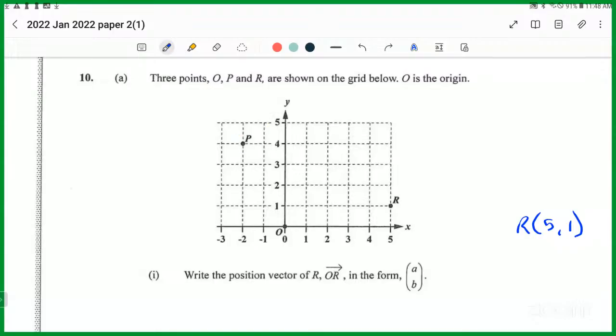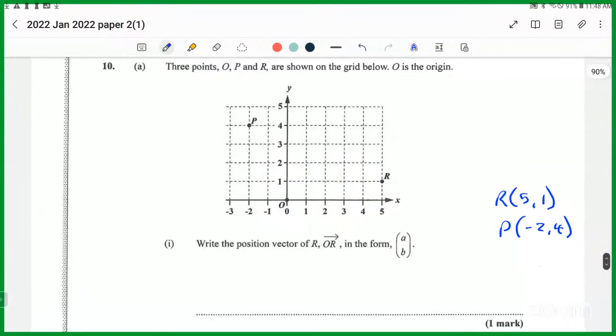And P, what is P? Negative 2, up 4. So P is the point negative 2, 4. Now remember, the position vectors will have the same values. And here I told you in class that they will ask you a question like that. See? Write the position vector of R, OR. So they give me the point, and I want the position vector. The position vector is this vector right here, the straight line vector.